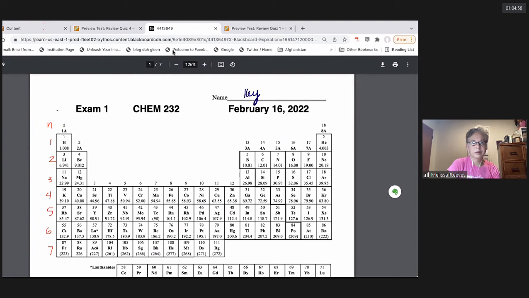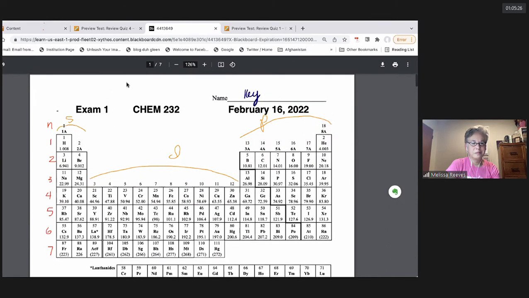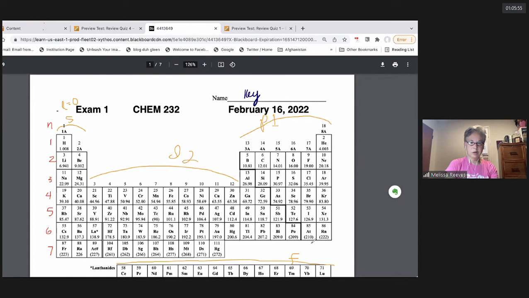And then we have S, P, D. Oh, and I can't scroll up because I'm annotating. Oh, of course my annotations won't scroll. Well, I'll just leave it. It's all right. And then down here we have the Fs. Okay, so this is N, and the S, P, D, F, that's L. L equals 0, L equals 1, L equals 2, and L equals 3.